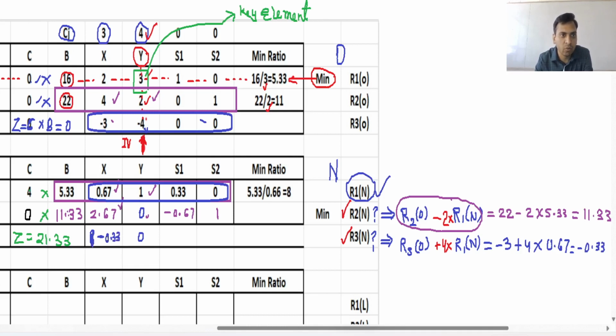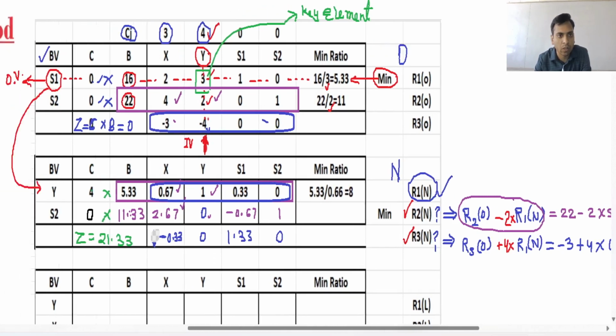In that way you can find this value using this value and this value, and you can find this one using this and this one. On solving you will get these values as 1.33 and this value is 0. So this is the second block.